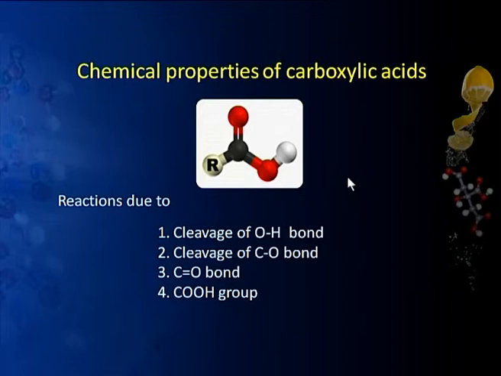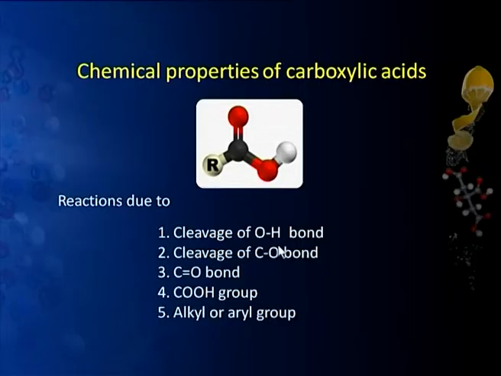Then there are certain other reactions which are shown by the carboxyl group as a whole, like decarboxylation. And finally, the set of reactions which are shown by the side chain, it may be alkyl or aryl, where some substitution reactions generally occur. So, we can study the chemical properties of carboxylic acids under these 5 different headings. Let us first take up the reactions due to cleavage of the OH bond. As I said, cleavage of the OH bond leads to the acidic character of carboxylic acid.